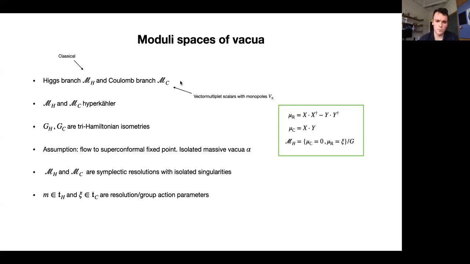And we're going to assume that it's possible to turn on mass parameters that lift the Higgs branch to isolated massive vacua and resolve the Coulomb branch. And likewise, we're going to turn on generic FI parameters that fully resolve the Higgs branch and lift the Coulomb branch to isolated vacua. So precisely this means that the Higgs branch and the Coulomb branch are going to be a pair of symplectic resolutions with isolated singularities.